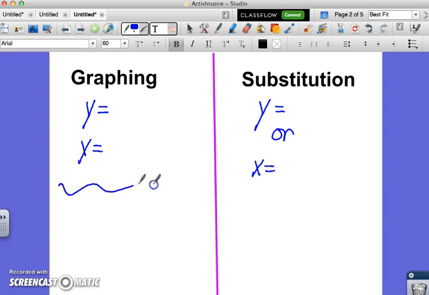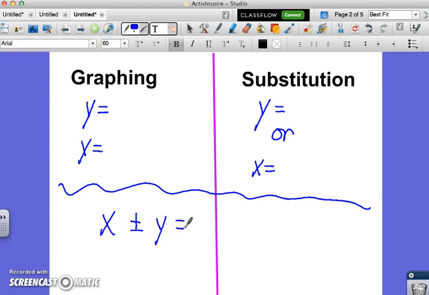Elimination happens when we have the x and plus or minus the y equals some number, for both of them. I'll say plus or minus x plus or minus y equals some number, okay? So it's for every other situation. If they're both in standard form, I guess is the best way, we're going to use elimination.